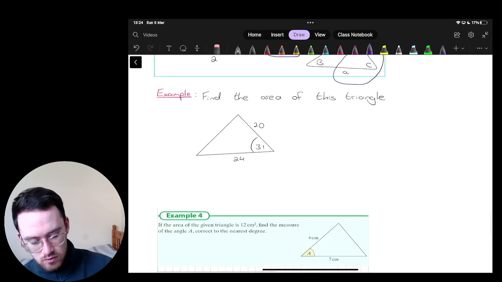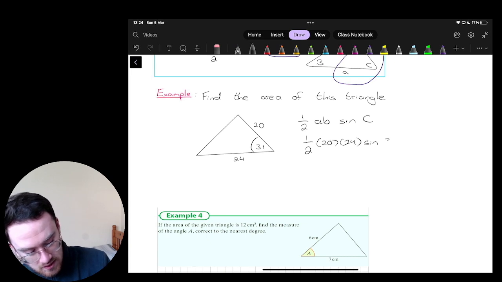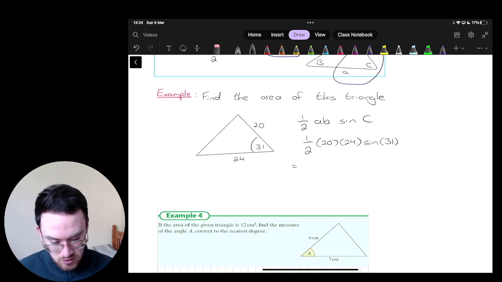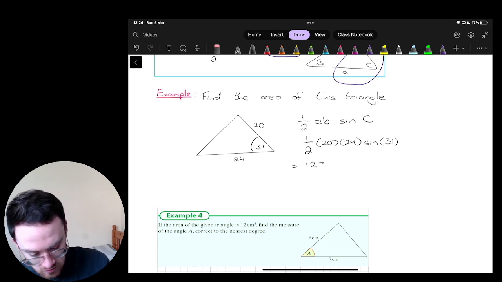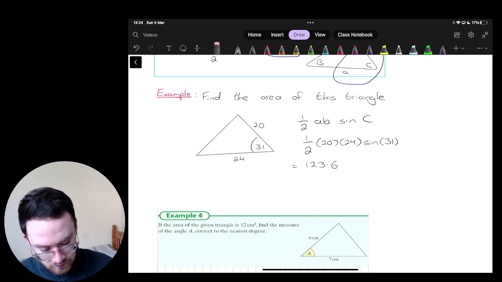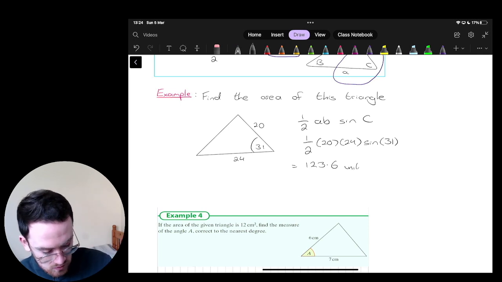It's fairly straightforward. If we try it with this example here, we need our two sides, so 20 and 24, it doesn't really matter which we say is A and B, and the angle between them. And then it's just a matter of plugging that into our calculator. We have 123.6, not degrees, sorry, 123.6, so units squared, whatever the units are.